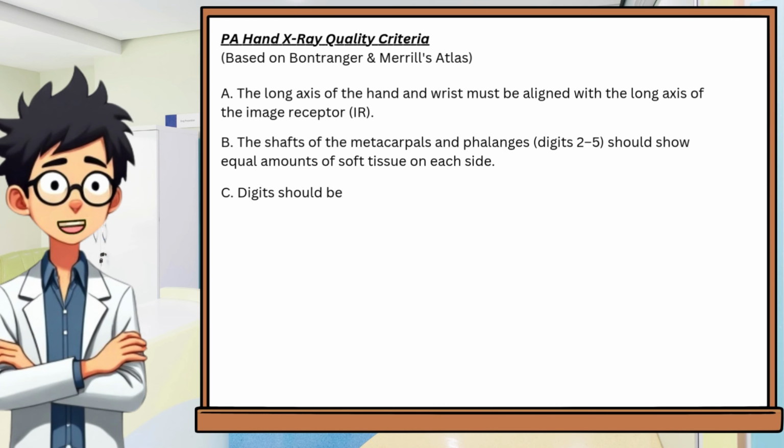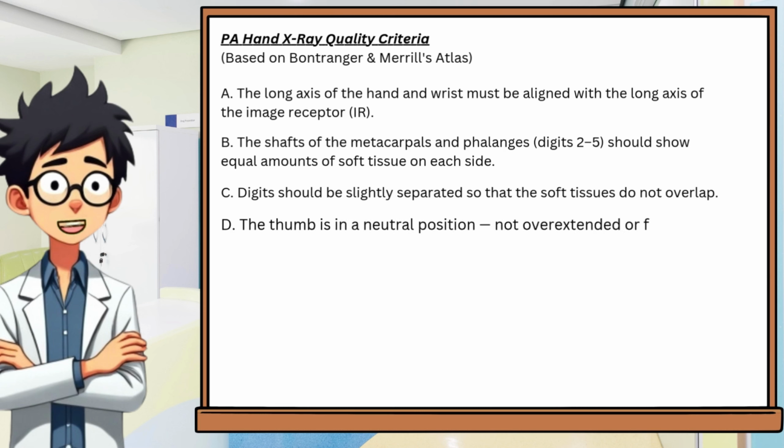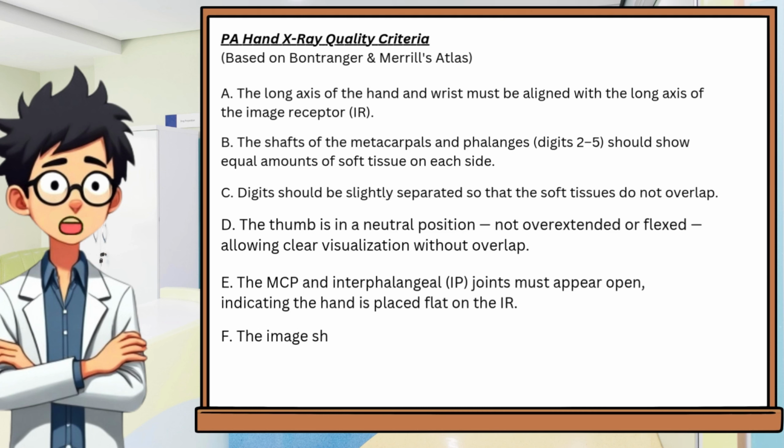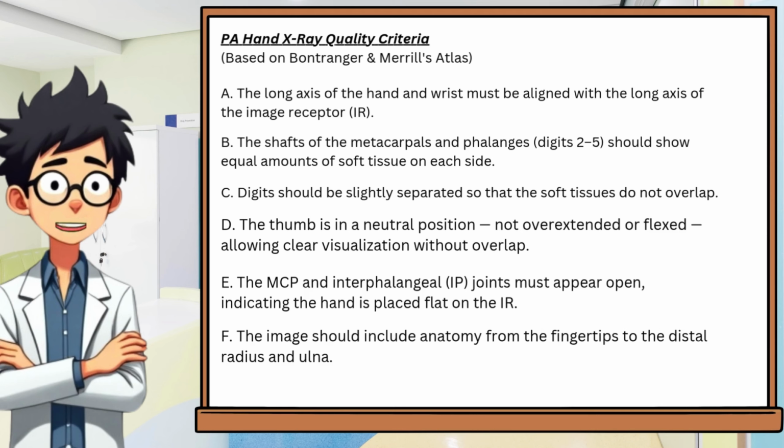Third, digits should be slightly separated so that the soft tissues do not overlap. Fourth, the thumb is in a neutral position, not overextended or flexed, allowing clear visualization without overlap. Fifth, the MCP and interphalangeal IP joints must appear open, indicating the hand is placed flat on the IR. Lastly, the image should include anatomy from the fingertips to the distal radius and ulna.